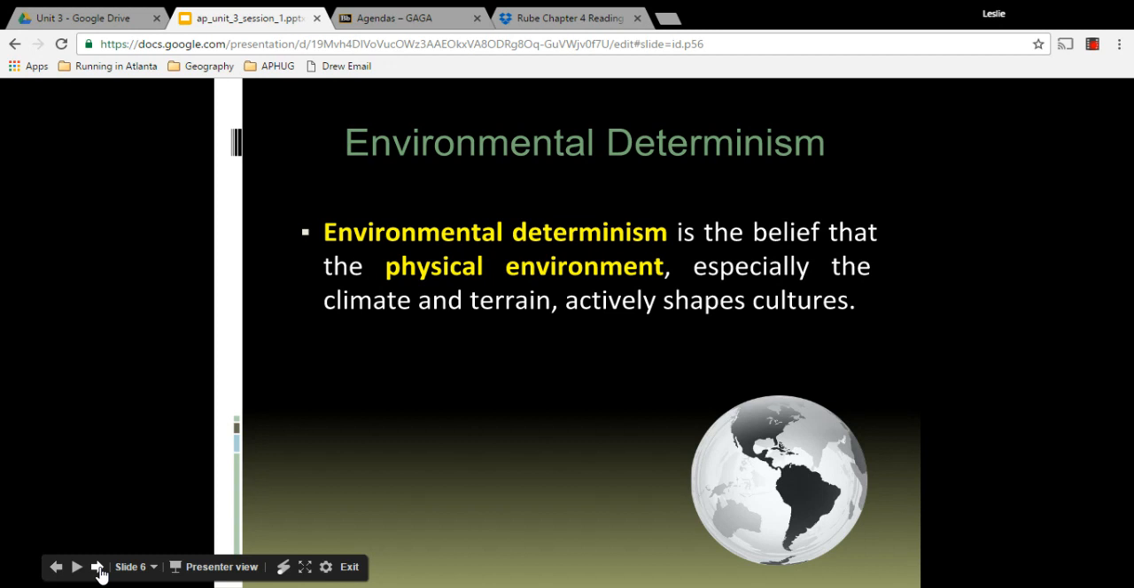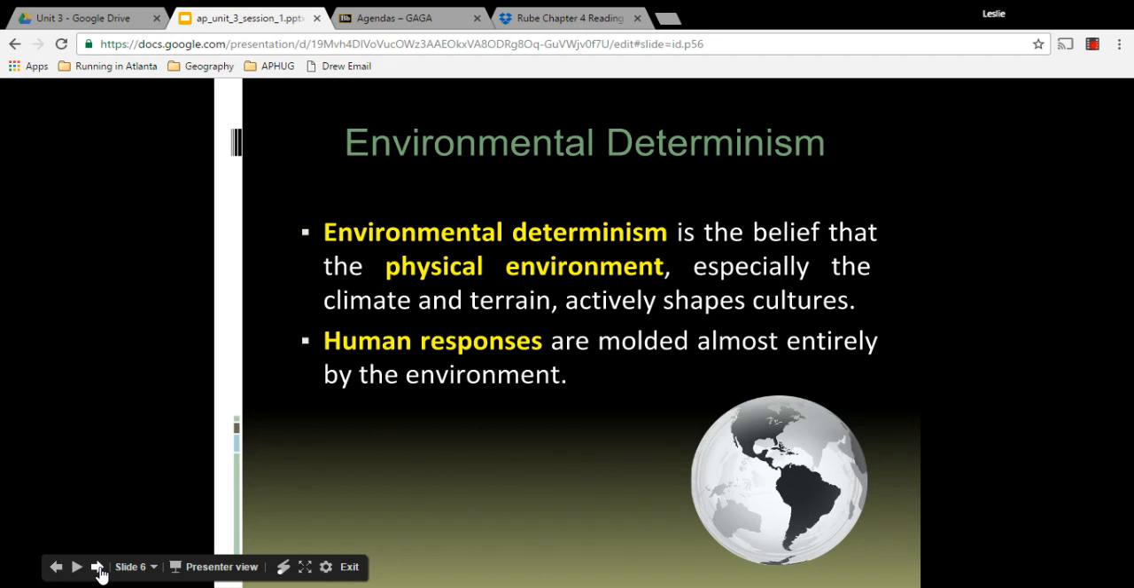culture. So this is the earliest school of thought in cultural ecology, and it is basically the school of thought that says that the environment is the most important factor in how humans evolve and adapt. So human responses are molded almost entirely by the environment. Some human choice can be impactful, but the most impactful thing in human living, in the human imprint, is the environment.